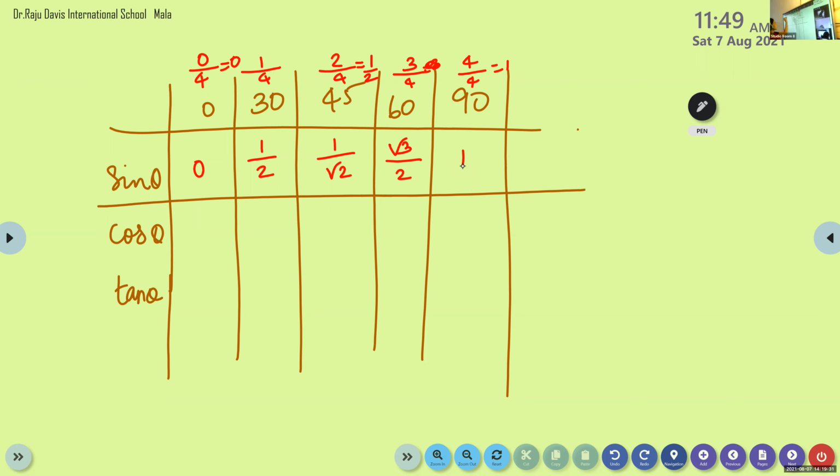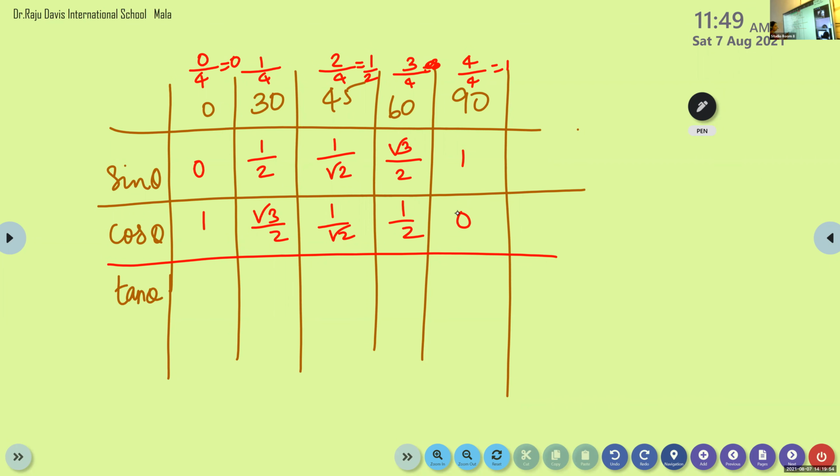Is it okay? We write the numbers from 0, 1, 2, 3, 4. Then you divide each number by 4. Write in simplest form. For finding sine, you take the square root of those numbers and write. And for cos, like what we did earlier, you write in the reverse order: 1, root 3 by 2, 1 by root 2, 1 by 2, 0.